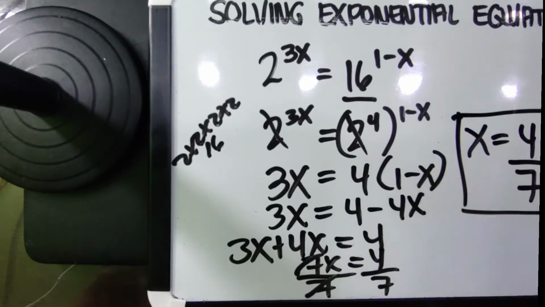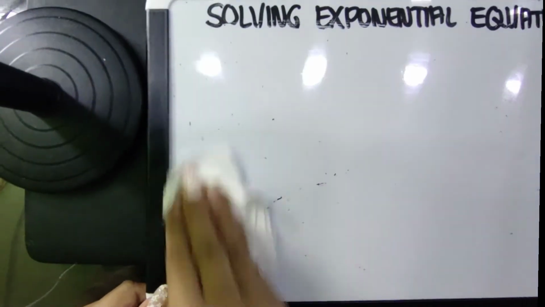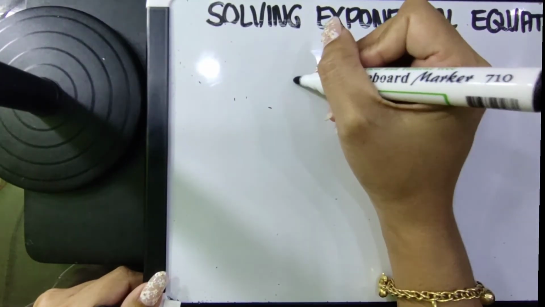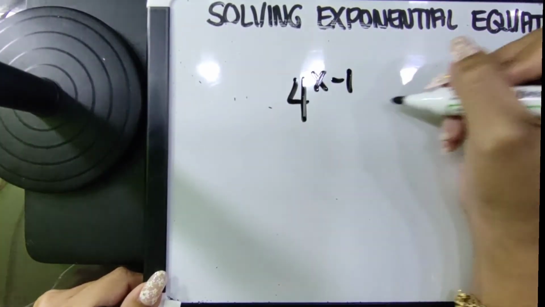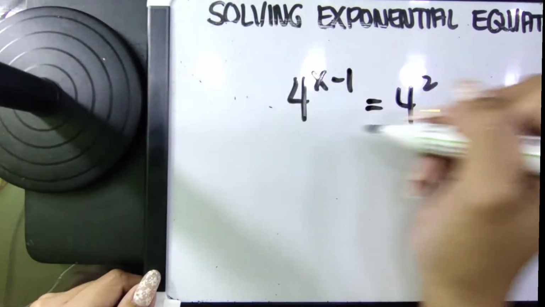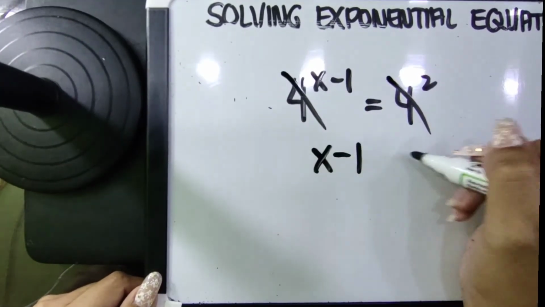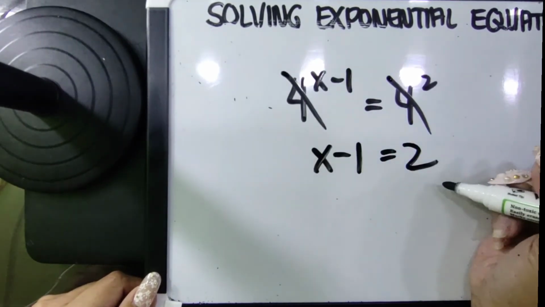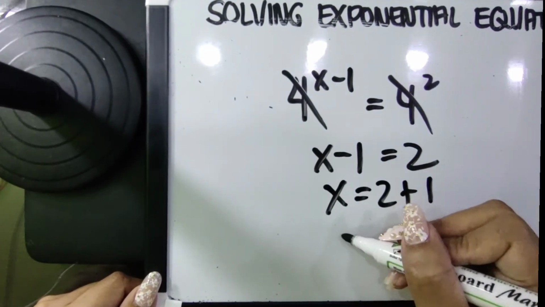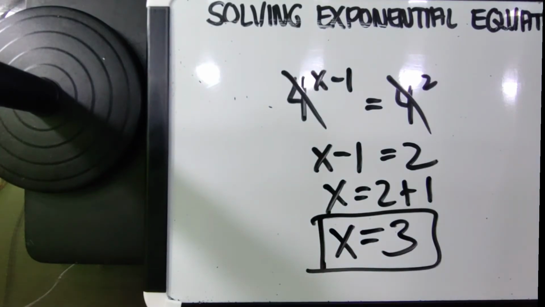Very easy, guys, right? Okay, let's have a very basic example. So, this is how it looks. The basic example is we have 4 raised to x minus 1 is equal to 4 raised to 2. Since our equation already has the same base, we can cancel 4. So, copy the exponent. x minus 1 is equal to 2. And then transfer negative 1 to the right side. So, x is equal to 2 plus 1. So, the final answer is x is equal to 3. Very easy, right, guys? Okay, let's have another example.